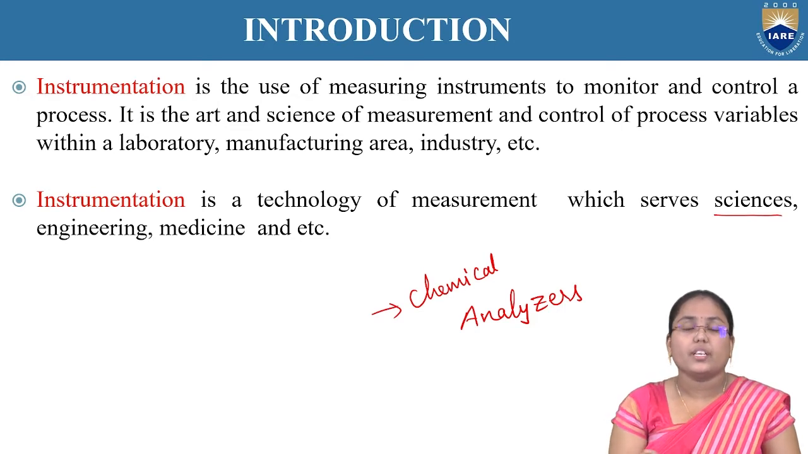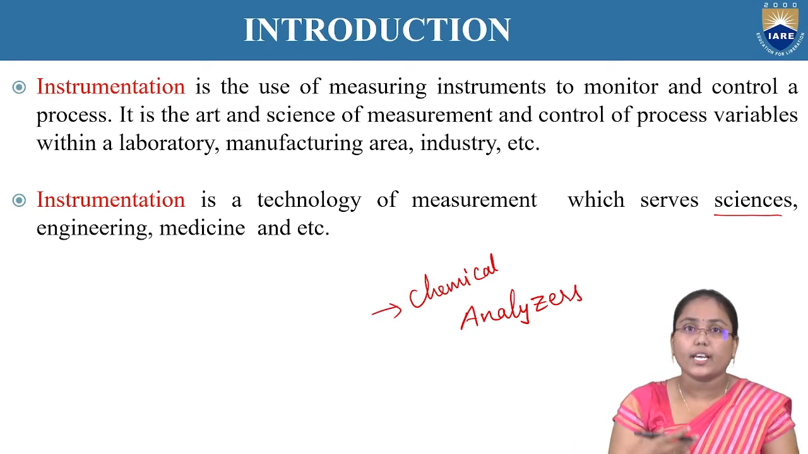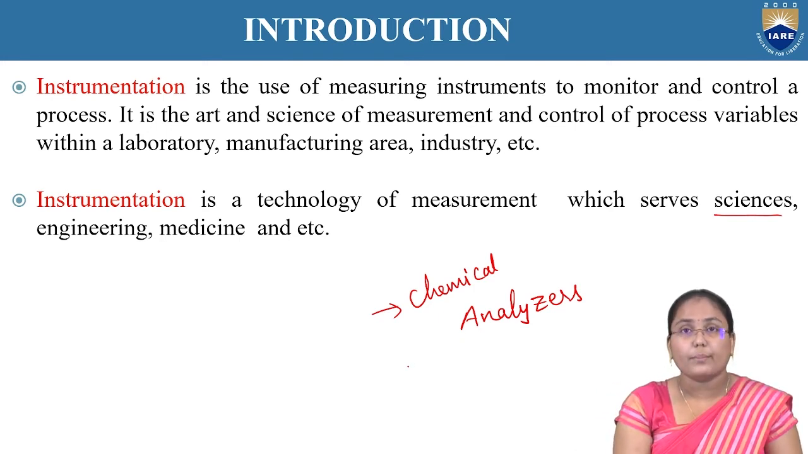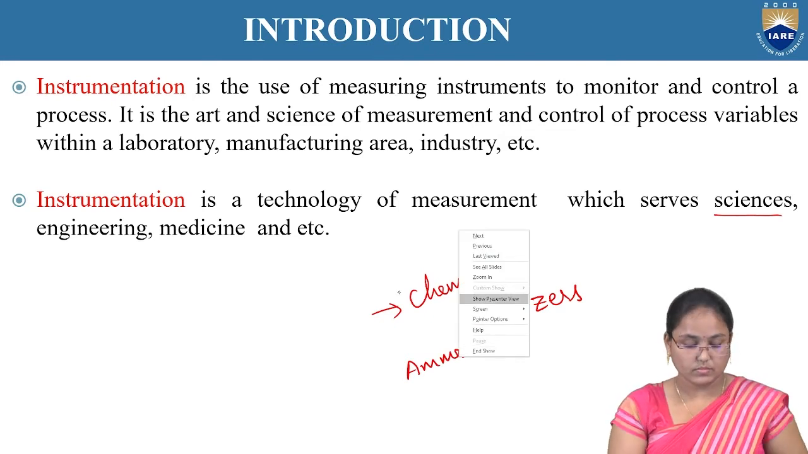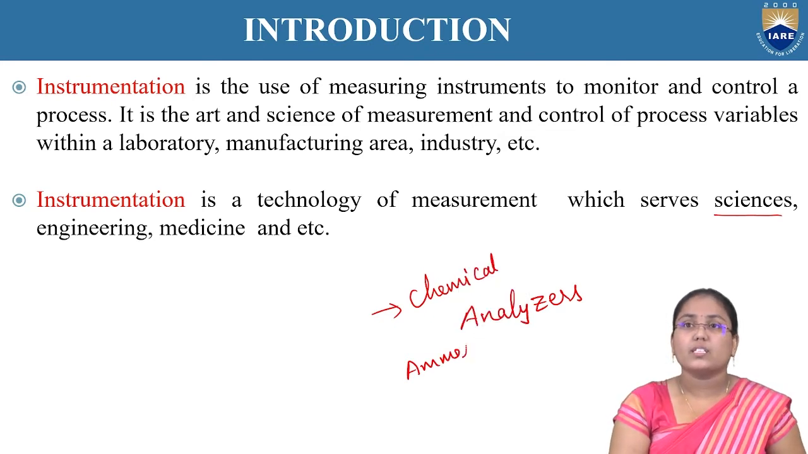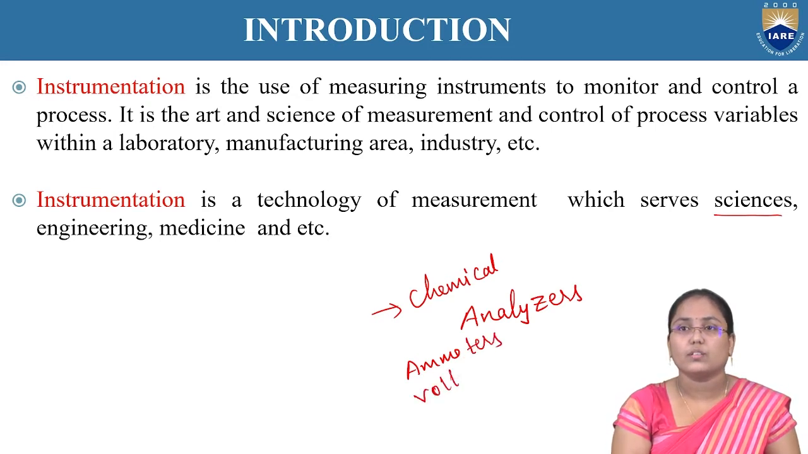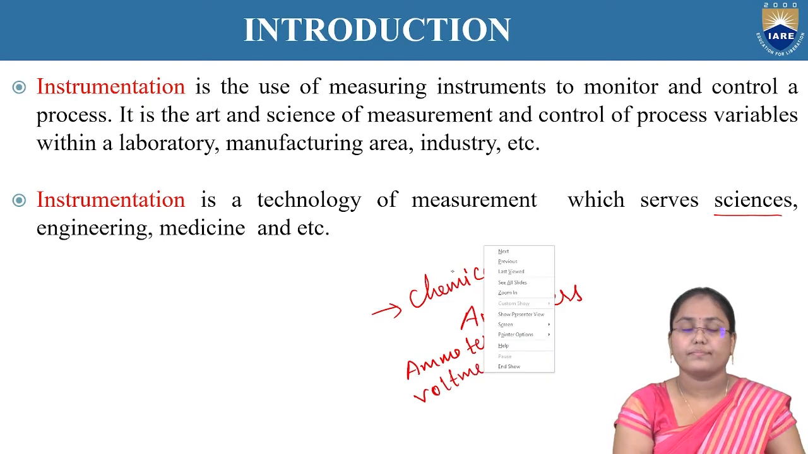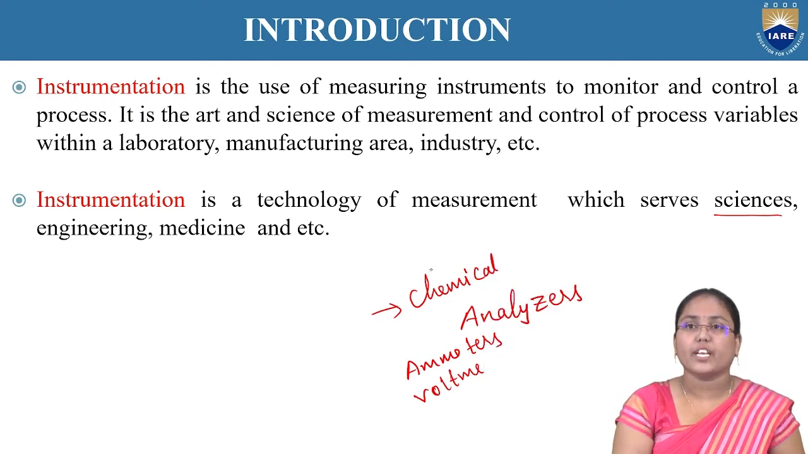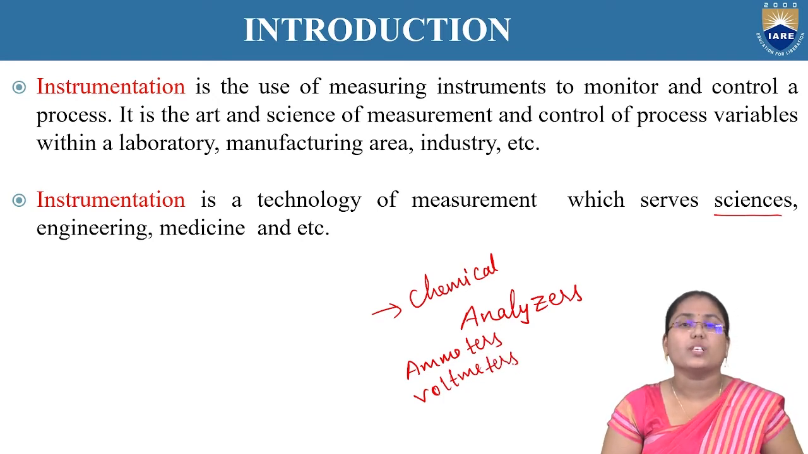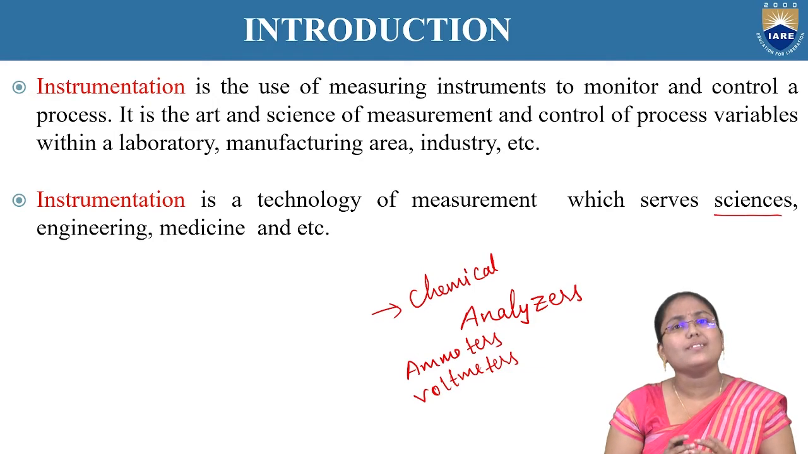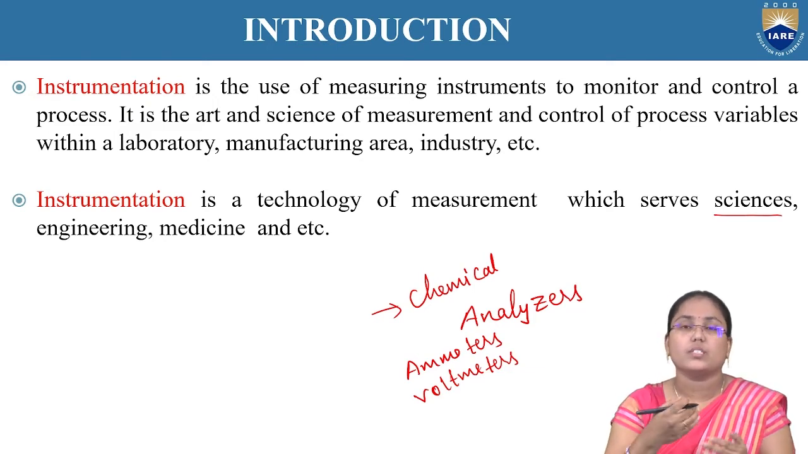And next is engineering, and specifically electronics engineering. Here we are using ammeters, different types of voltmeters, oscilloscopes, and different types of signal analyzers. All these are nothing but the instruments which we are using for engineering tasks.